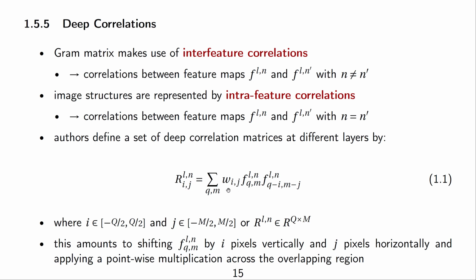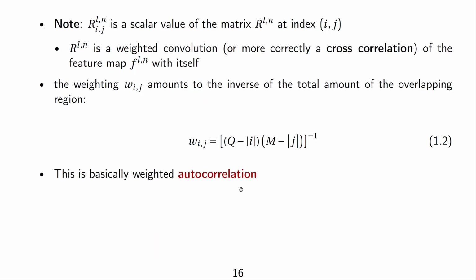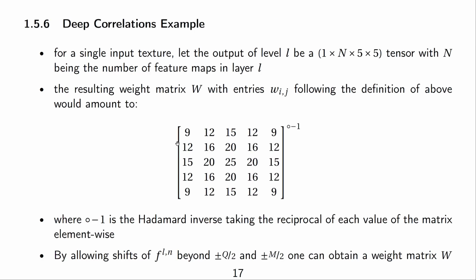And there's only one change to the regular correlation or regular autocorrelation. That is, there's a weight that is defined for each possible shift ij. So how will we compute this weight? The weight will simply be the number of pixels that overlap. All right, so here we only look at this. So this is basically the inverse of the number of pixels that overlap.